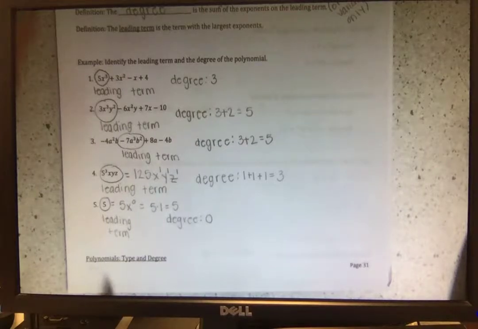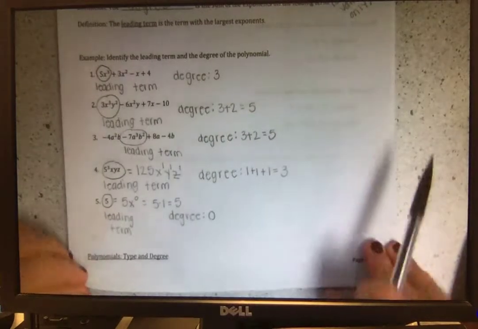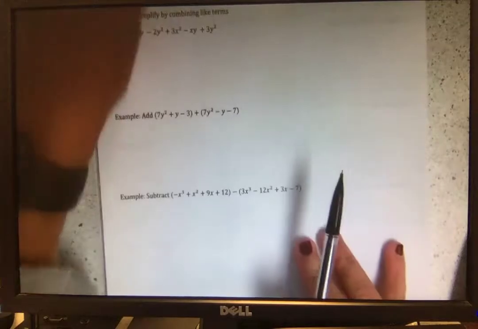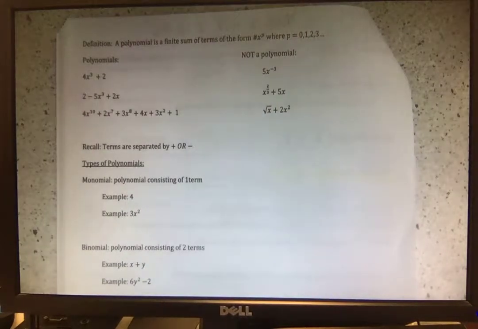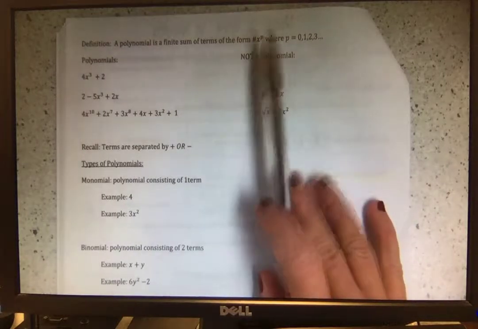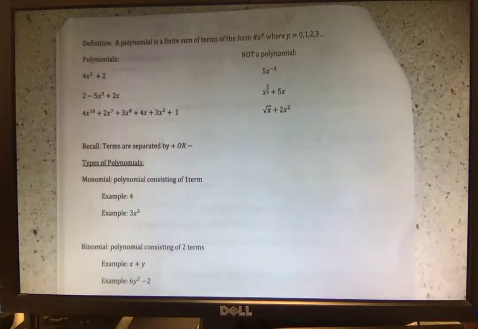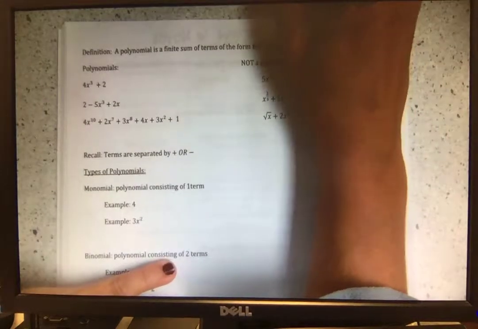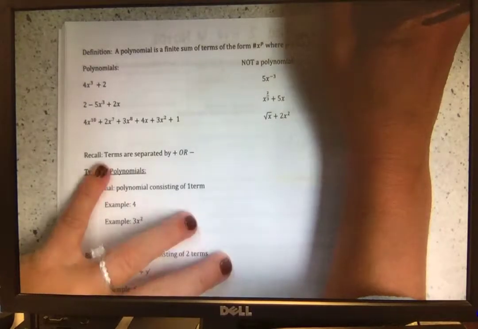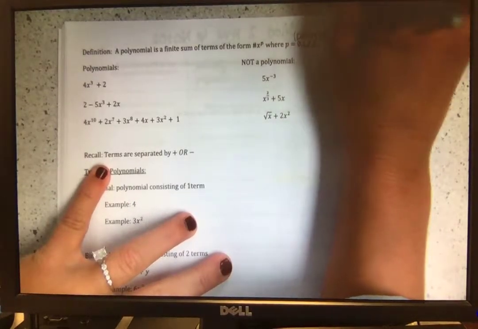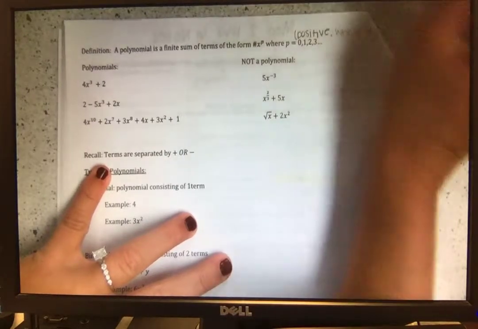So next we're going to find the polynomials, our different types and degrees. We're going to identify different types of polynomials. So a definition. A polynomial is a finite, meaning it has a beginning and an end, sum of terms of the form some number times x to some power, where those powers could be 0, 1, 2, and 3, so positive whole numbers. Positive whole numbers for our exponents.